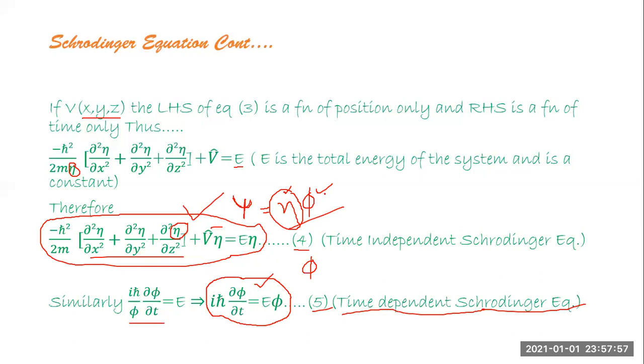So let us solve 5 first, because we can see that the time independent one is more complex, since it's a second order differential equation. We need to solve the second order differential equation to find out eta, and this is a first order differential equation to solve phi. So let us solve equation 5 first.